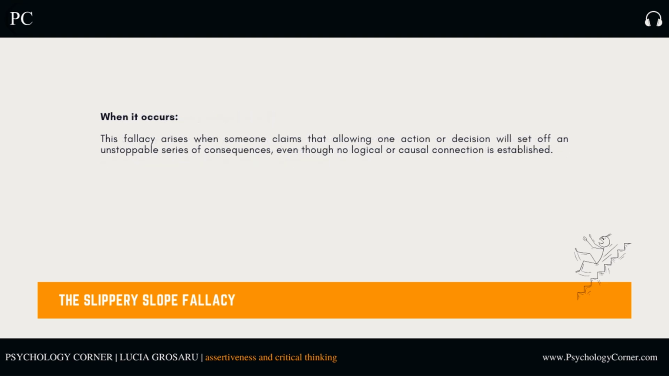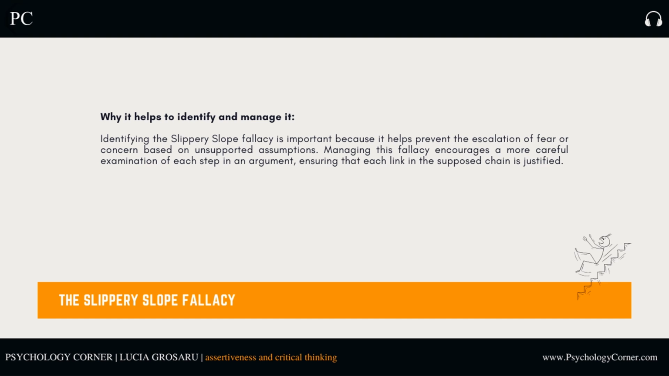This fallacy arises when someone claims that allowing one action or decision will set off an unstoppable series of consequences, even though no logical or causal connection is established. Identifying the slippery slope fallacy is important because it helps prevent the escalation of fear or concern based on unsupported assumptions. Managing this fallacy encourages a more careful examination of each step in an argument, ensuring that each link in the supposed chain is justified.